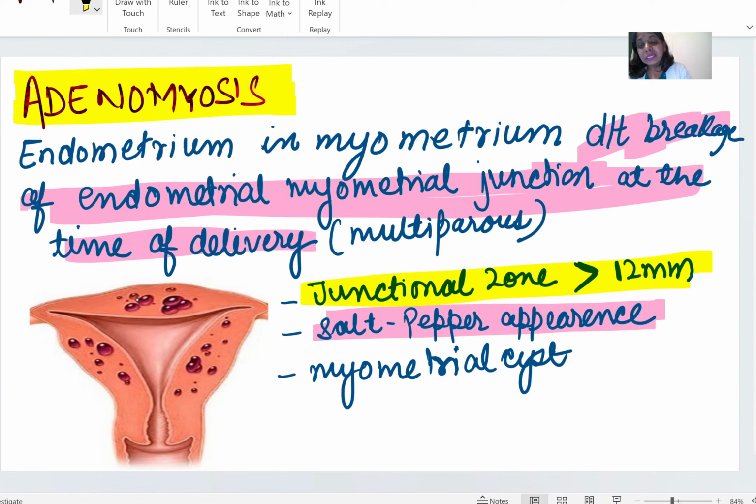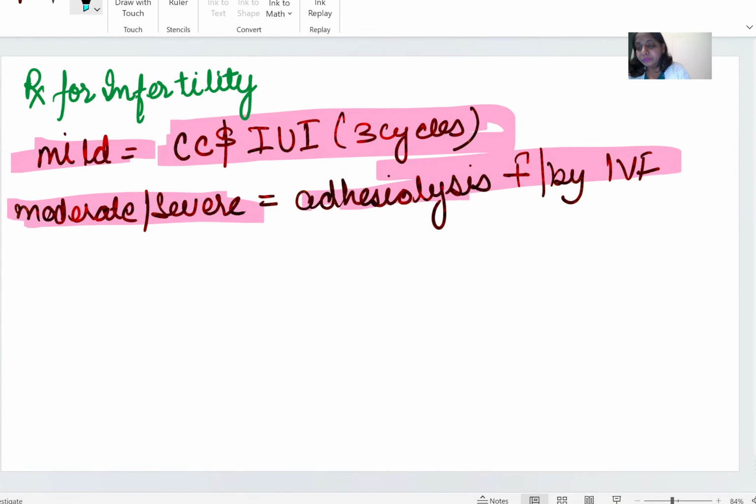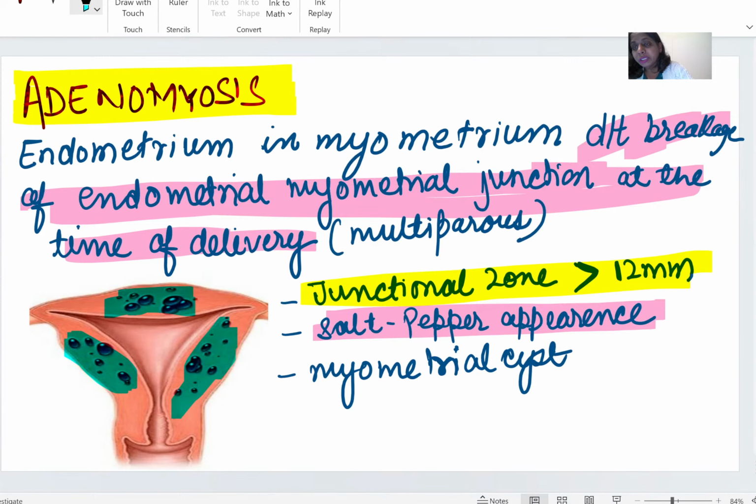As you can see in this diagram, this is the endometrium in the myometrium. This gives the appearance of salt pepper appearance, right? Then myometrial cysts, these are also myometrial cysts. So these are the characteristic findings of adenomyosis, that the junctional zone is more than 12 mm.